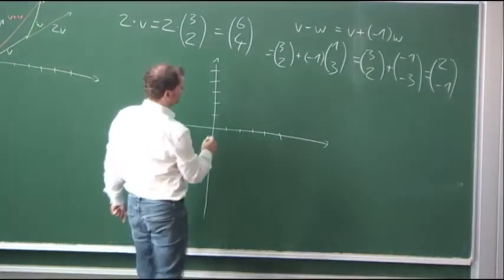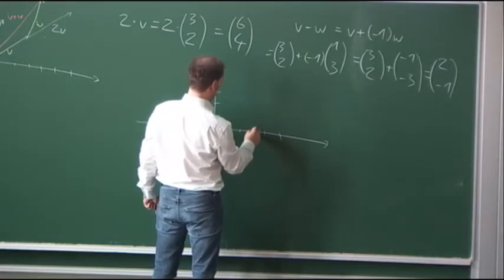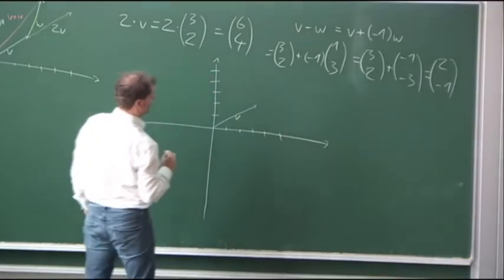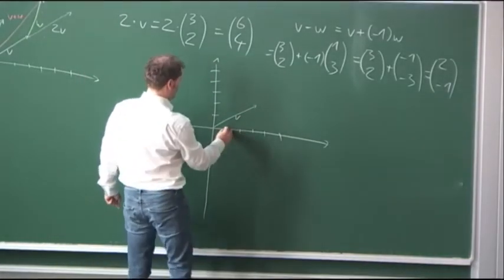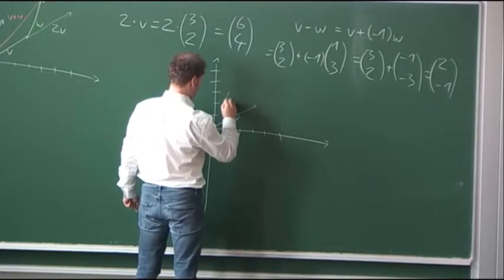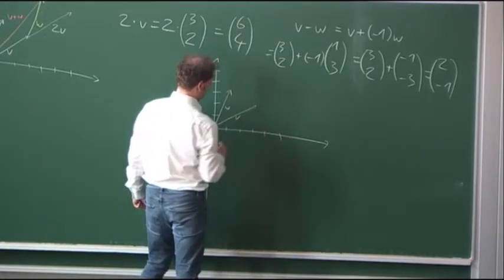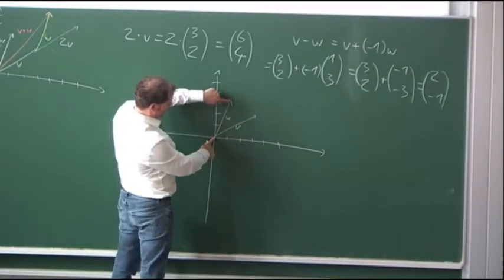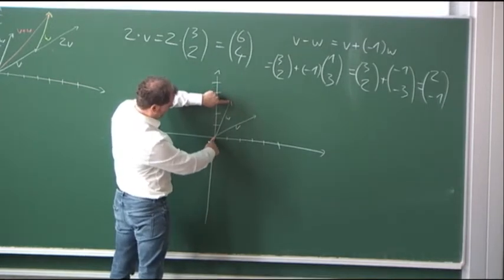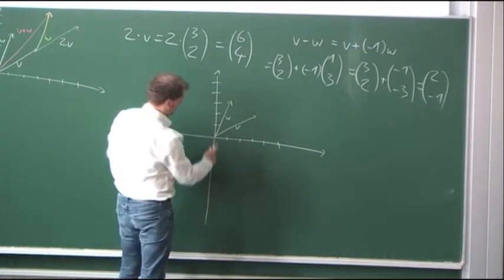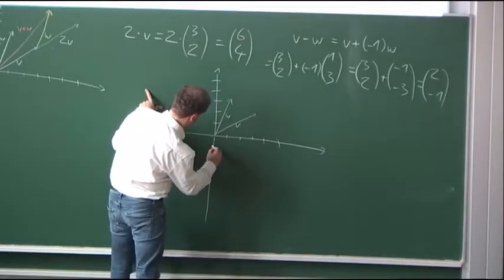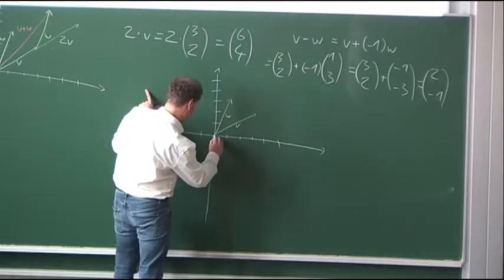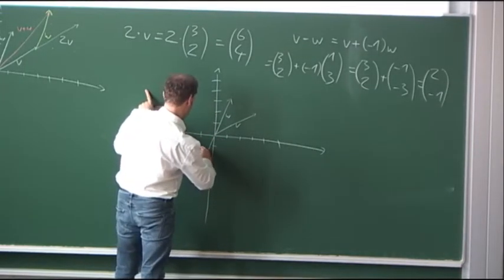So V was 1, 2, 3 to the right and 2 up. So this was V. And W was 1 to the right and 1, 2, 3 up. So this was W. Now the first thing that I will do is calculate negative 1 times W, which is just flipping W through the origin. So minus W is 1, 2, 3 down and 1 to the left. So this is minus W.